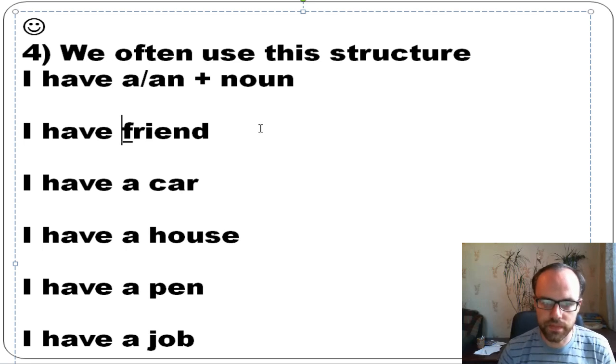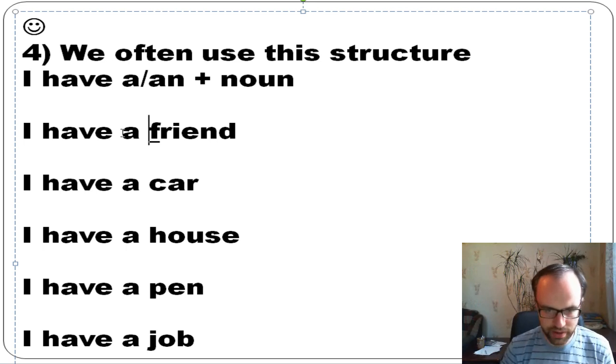If you say I have friends, it isn't correct. You need to use an article, a. I have a friend. I have a car. It's a consonant. If you say I have car, it isn't correct. I have a house. It's a consonant sound, so a house. I have a pen. Consonant, so a. I have a job.